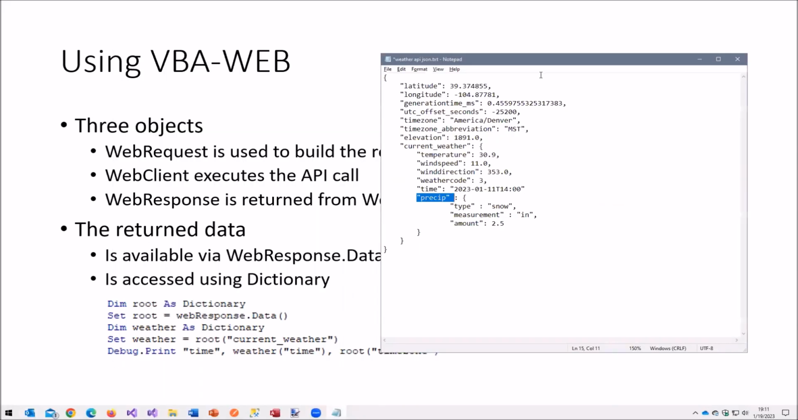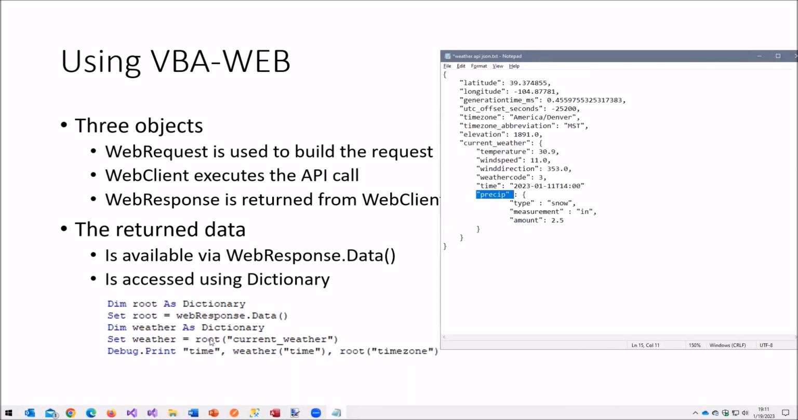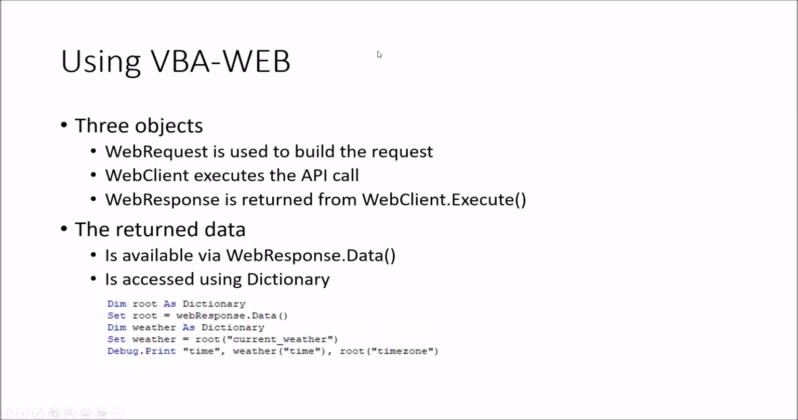If we go back to our example, root has a time zone, and that's what I've specified up here, and weather has a time. So I can access them using essentially these direct pointers into that level of the hierarchy. I could have set preset equal weather, or weather open paren, preset close paren, and then I could have said preset type, preset measurement, preset amount. And that's how the dictionary object works.